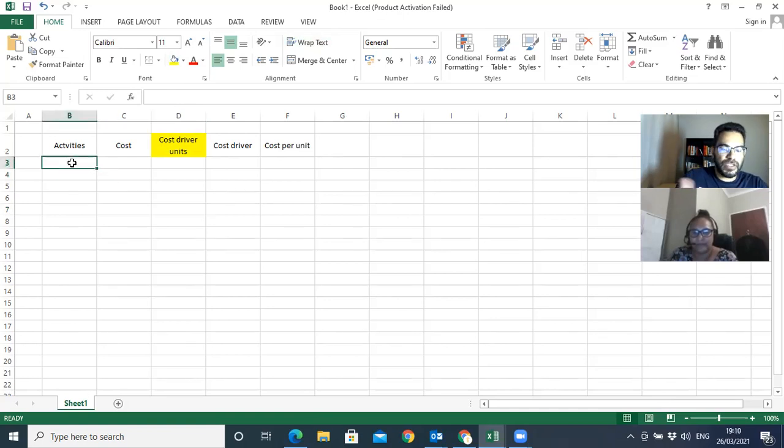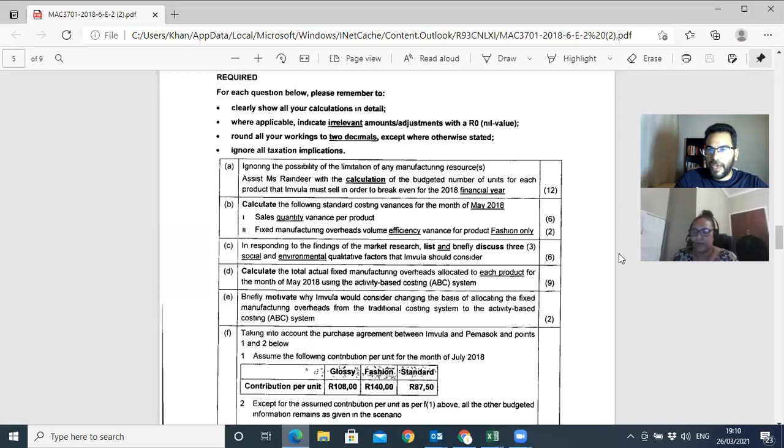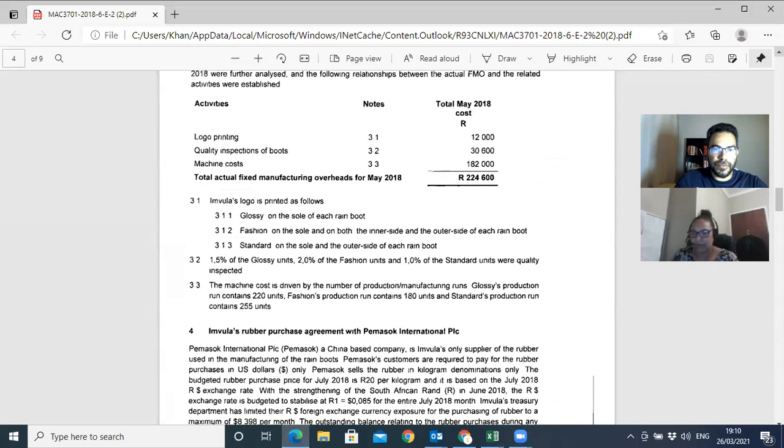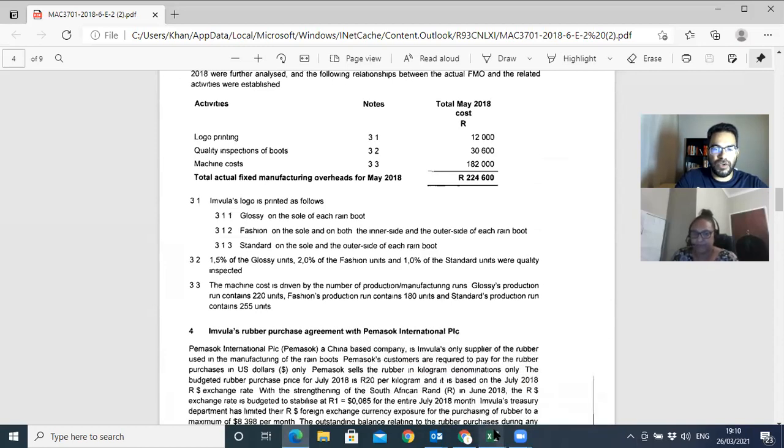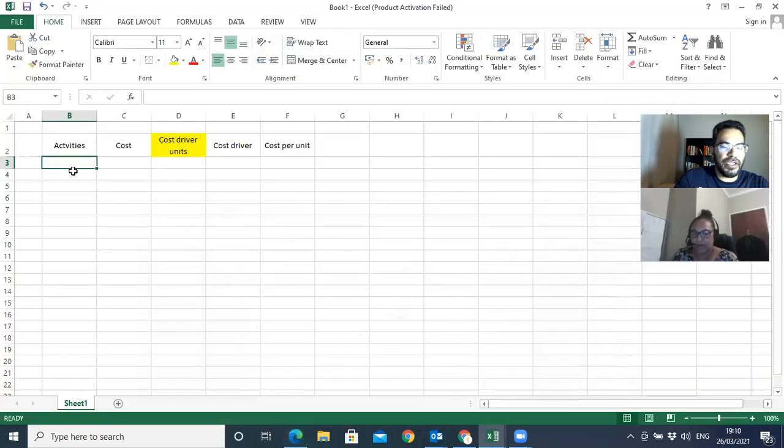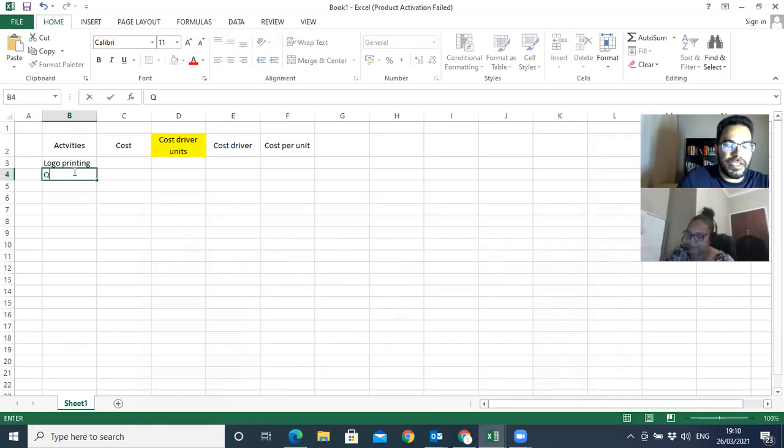So the activities were given, and it is logo printing, quality inspections, machine costs. So logo printing, quality inspections, and what do we say? Machine cost. Okay, so that is given. We keep it as such.